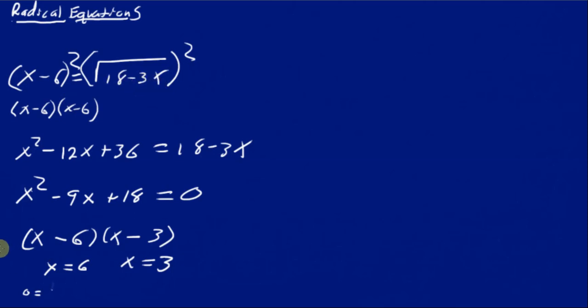So 18 minus 18 is 0, and the square root of 0 is 0. So that one does check. So x equals 6 is good. Let's do 3 minus 6.